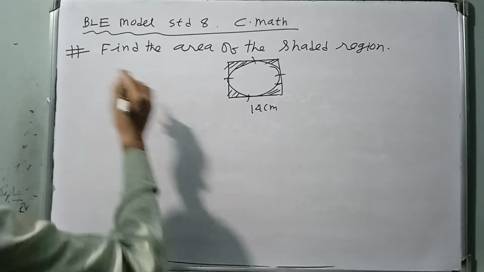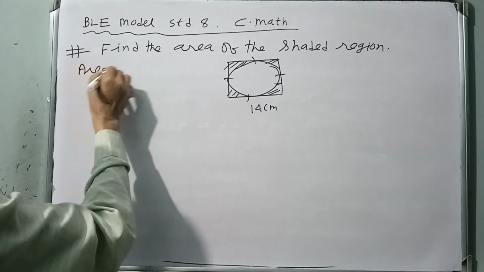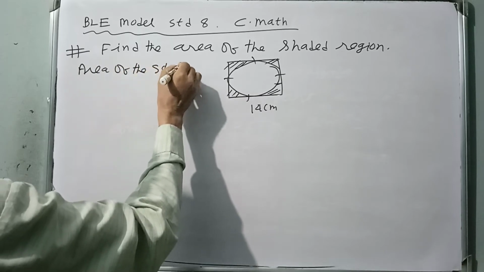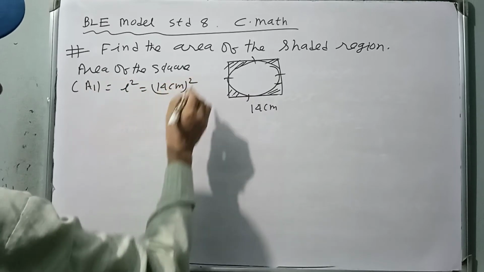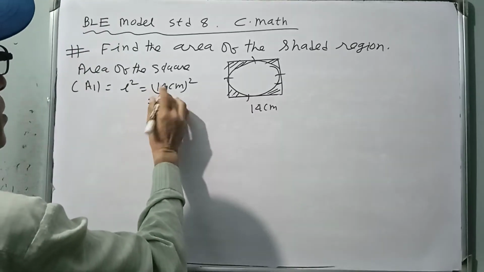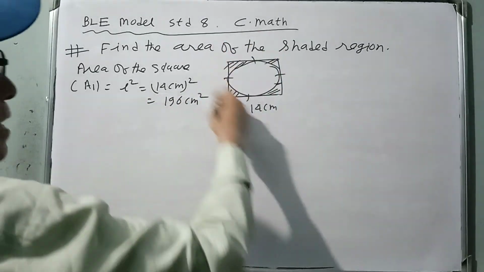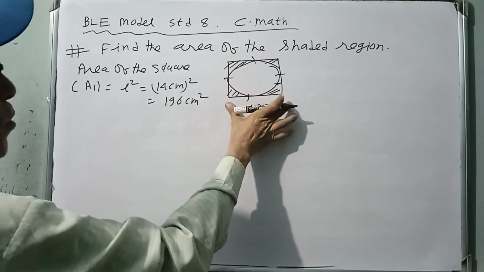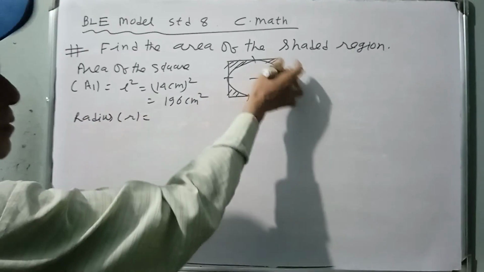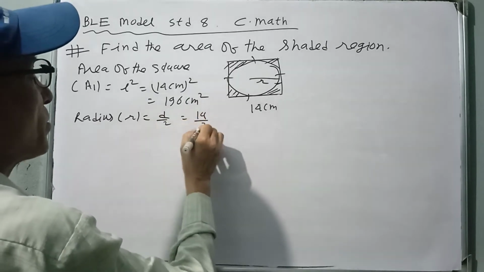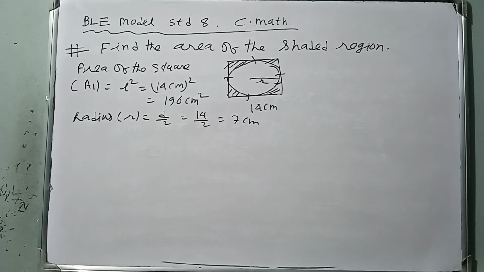Here, how to find? Directly, this is the diameter as well as the length of the square. Area of the square, A1 equal L square. 14 centimeter whole square. If it is meter, you can write meter square. 14 into 14, 196 centimeter square. For the circle, radius R equal D by 2, 14 by 2, 7 centimeter. The half of 14 centimeter is just 7 centimeter.